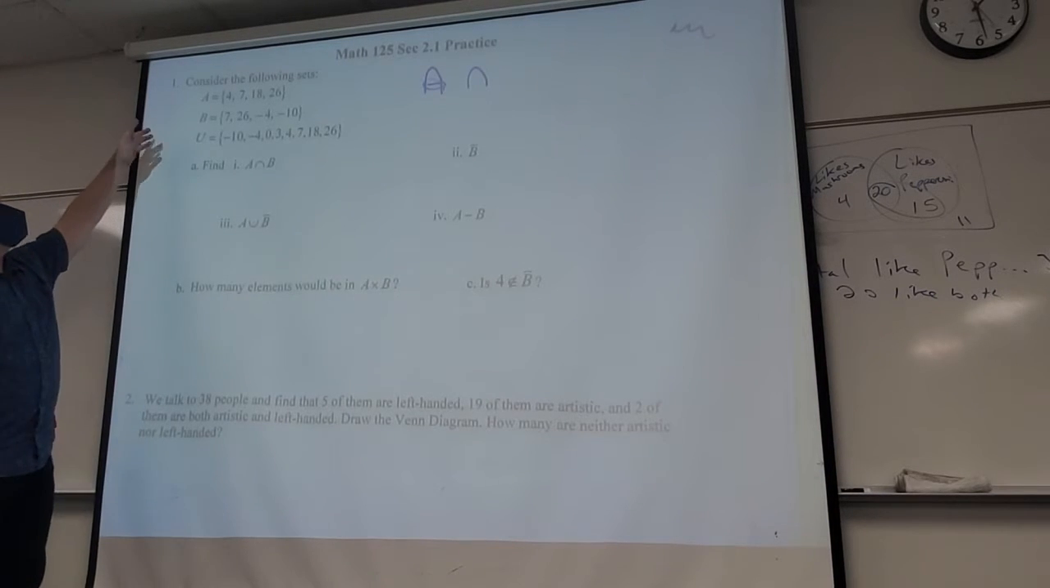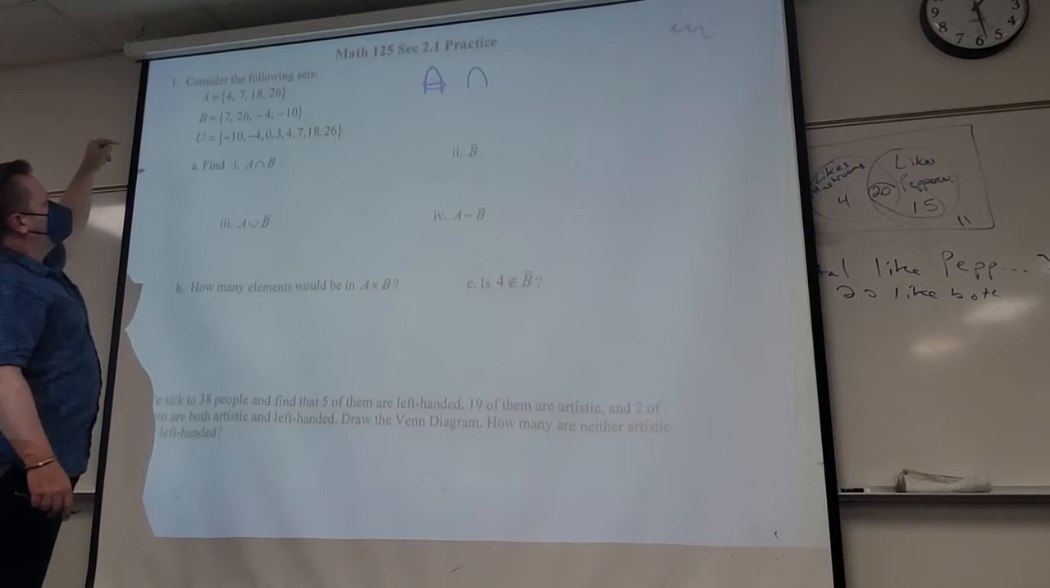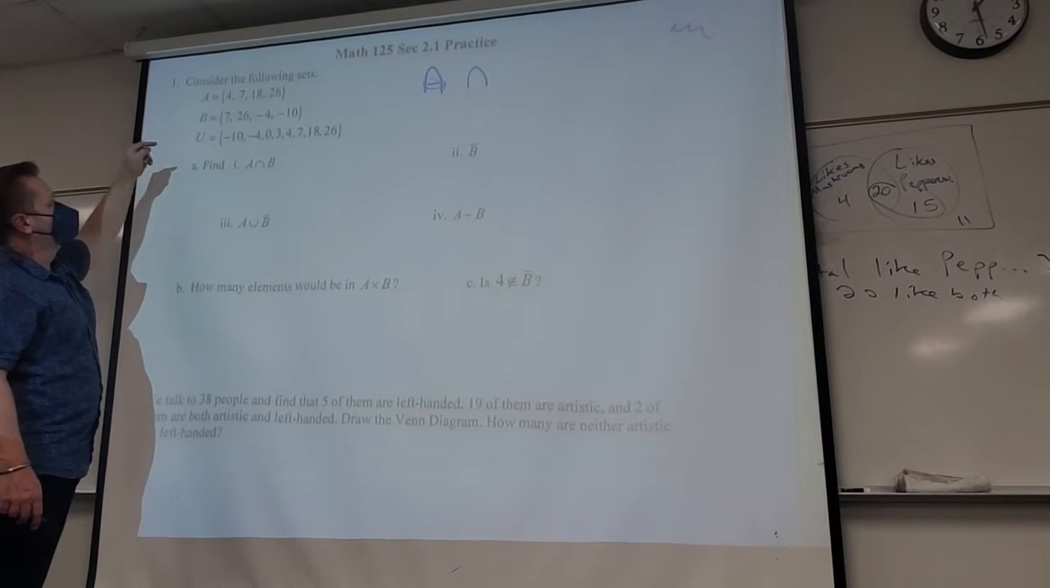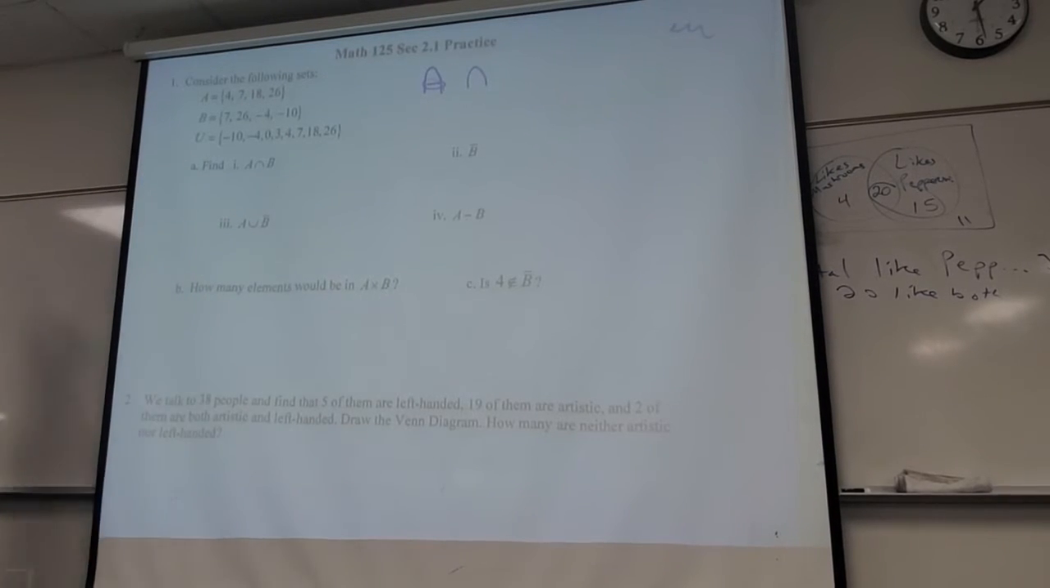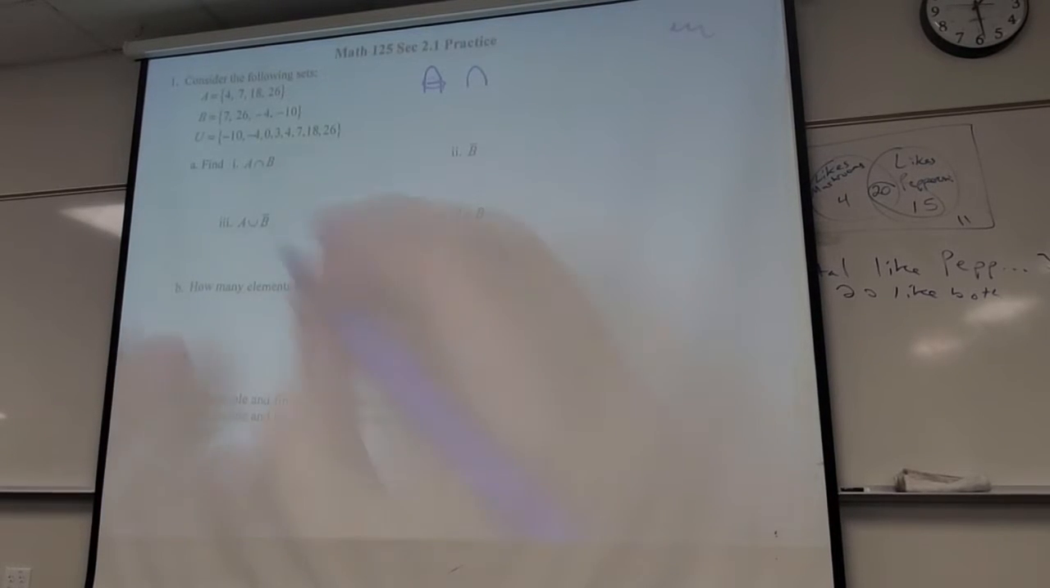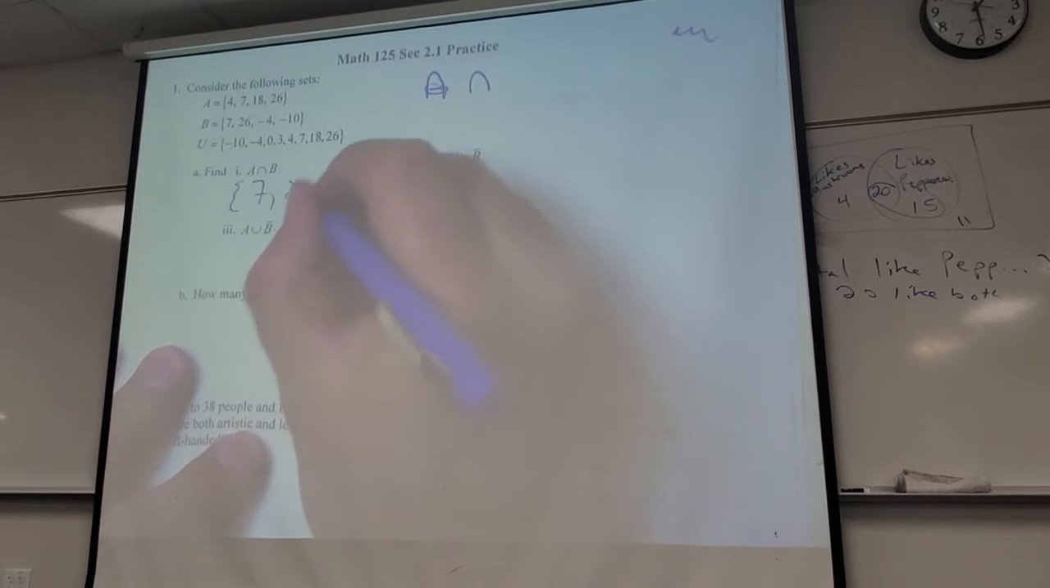So what things are in A and B? 7 and 26. So the answer to an and will almost always be smaller than either of the sets. Why do I say almost always be smaller? Because the two sets could be equal, in which case the and would be the whole thing. Okay. So you get 7, 26.